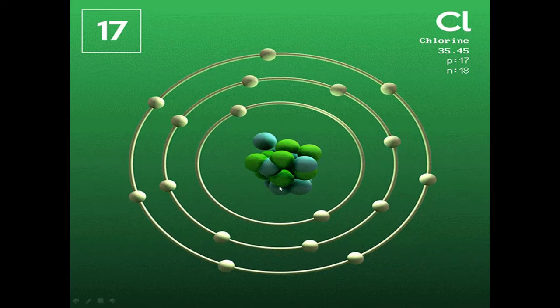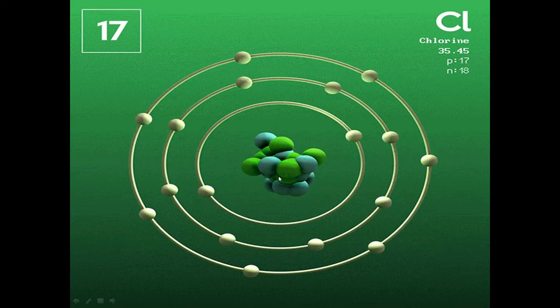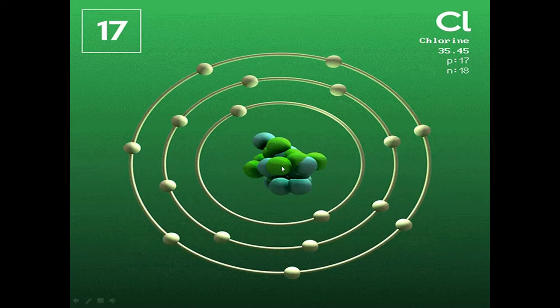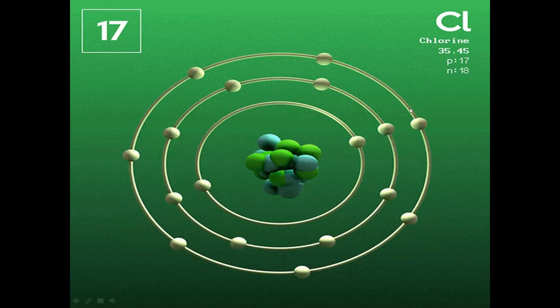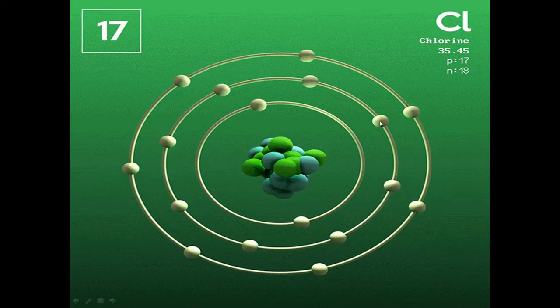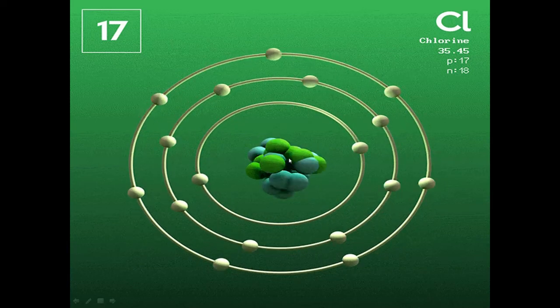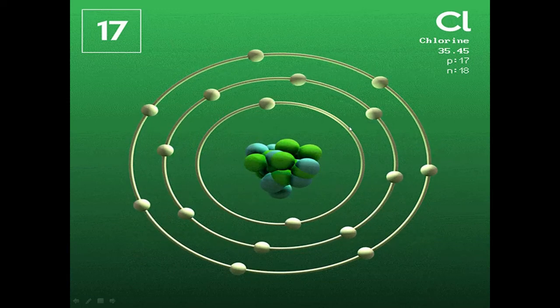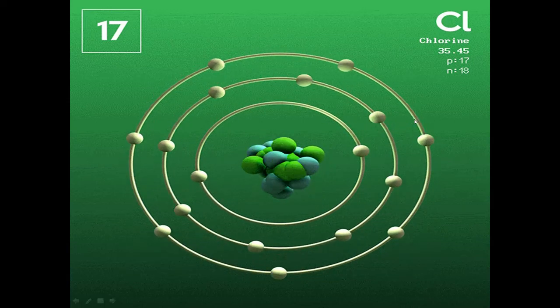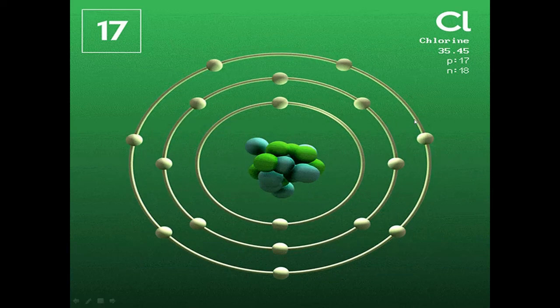This is the nucleus of a chlorine atom. This is the nucleus, the center of the atom, and this is the outermost shell. First shell, second shell and third shell. So the distance between the center to the outermost shell is the atomic size or atomic radii.